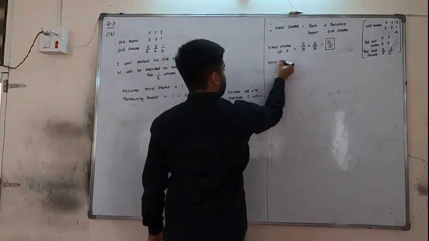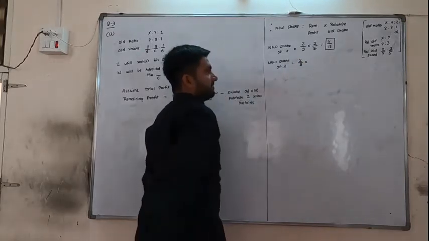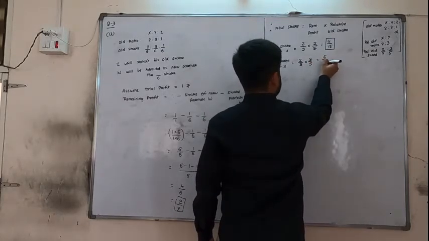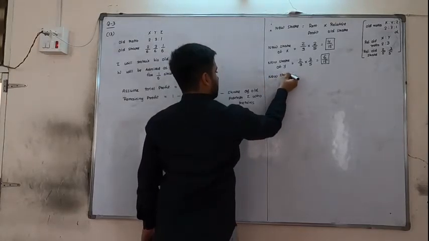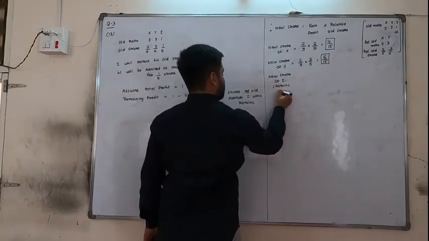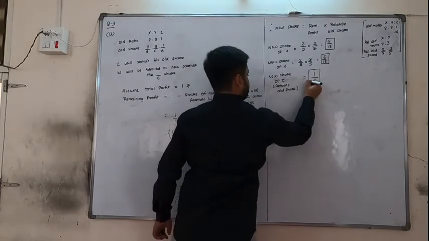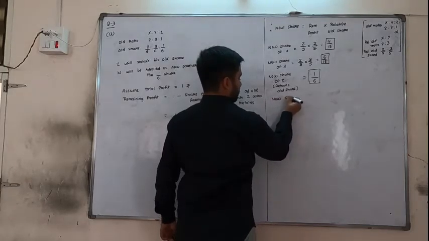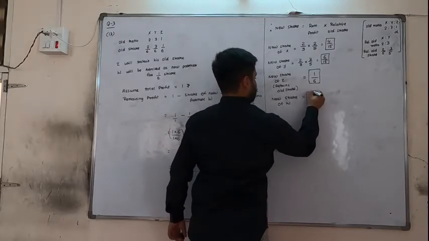Then new share of Y: remaining profit is 2/3, relative old share of Y is 3/5, so it will be 6/15. Then new share of Z, and in brackets you should write retains old share, so it will be 1/6 only. Then new share of W, 1/6.